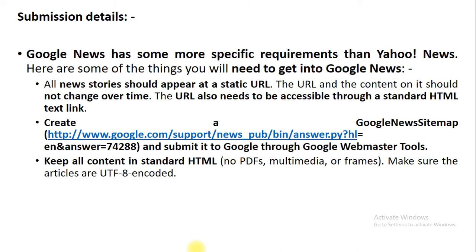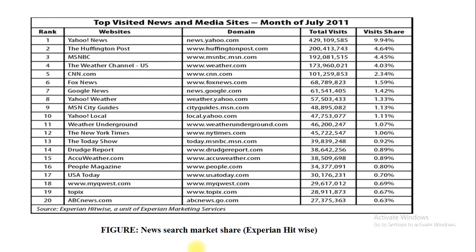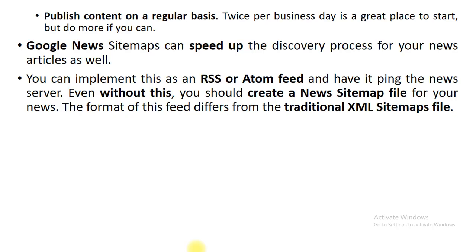Submission details on news search. When you want to submit any news to Google, here are the links through which you are able to upload the news on Google. These are all the lists of news and media sites, and the survey was performed in the month of July 2011. Here total visitors are shown, and it is in percentage terms also. Again, this was performed by Experian Hitwise.